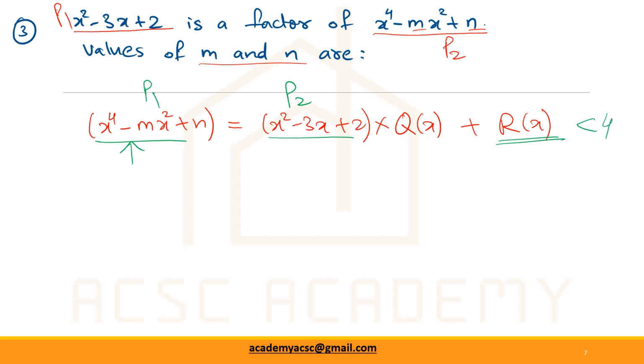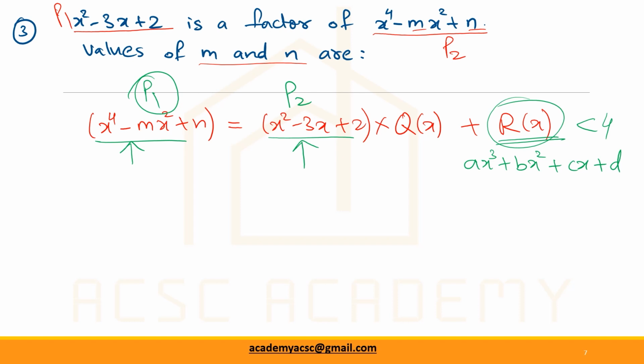So the remainder can be a cubic equation. So we can assume it to be something like ax cube plus bx squared plus cx plus d. This is an assumption that we can make. And then what we'll do is we will try to substitute some or all of the roots of this particular P2 so that the middle term will vanish out, and as a result we will be able to establish some relation between this P1 and this remainder.